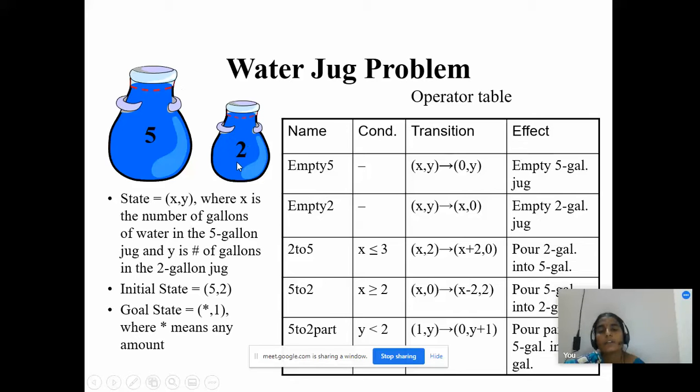I think you people understand. First we pour 2 liters the first time, and again the second time we pour 2 liters, and the third time when you pour 2 liters, the 5 liter jug has the capacity to store only 1 liter. Then 1 liter is poured into the 5 liter jug and the remaining 1 liter is stored in the 2 gallon jug. So our goal state is reached. In this way we are going to solve water jug problems.